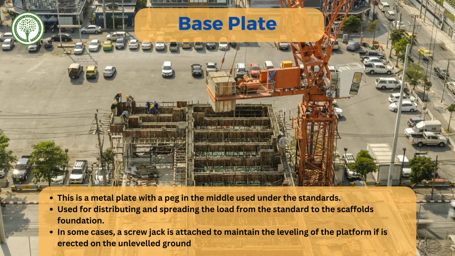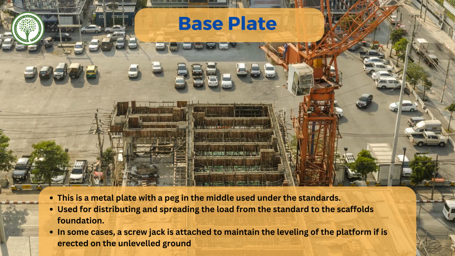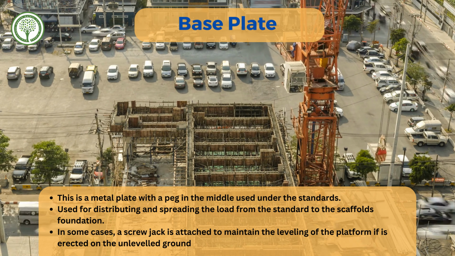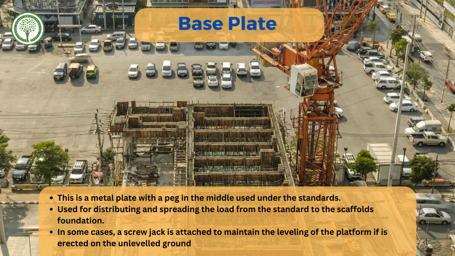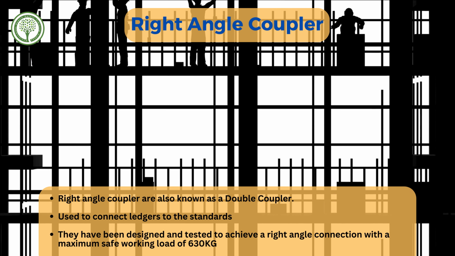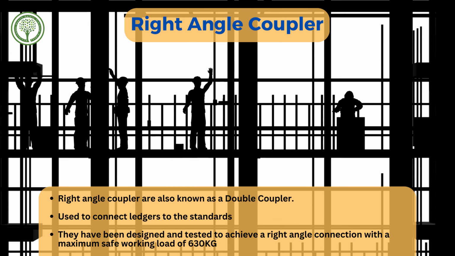Base plate: this is a metal plate with a peg in the middle used under the standards. Used for distributing and spreading the load from the standard to the scaffold's foundation. In some cases, a screw jack is attached to maintain the leveling of the platform it is erected on unleveled ground. Right angle coupler: right angle couplers are also known as double couplers. Used to connect ledgers to the standards.